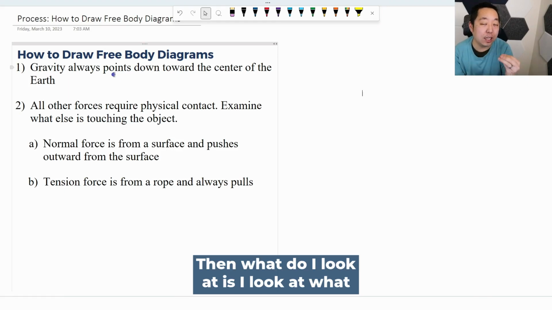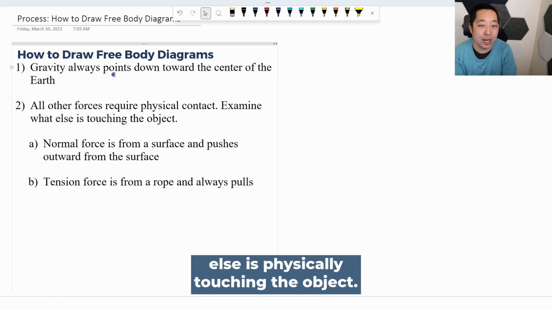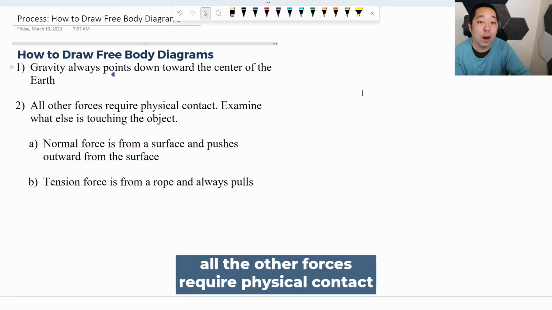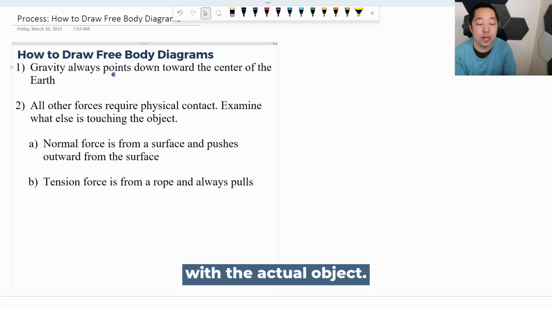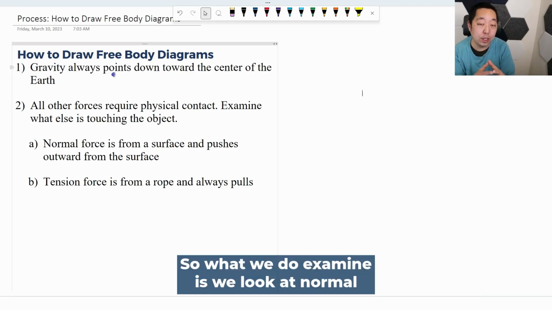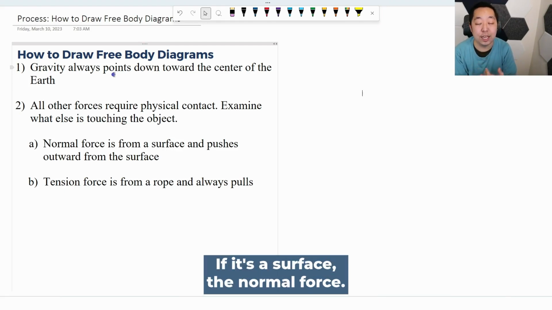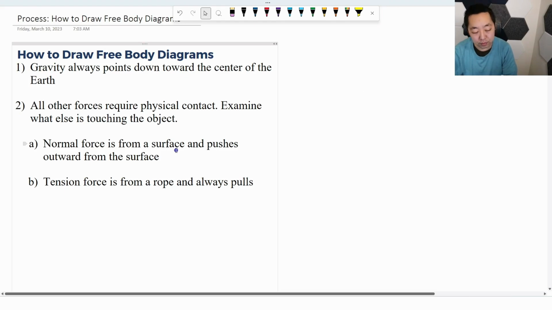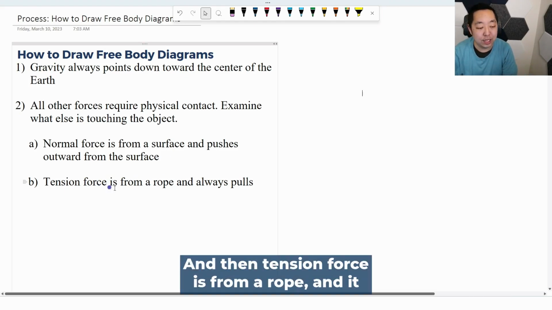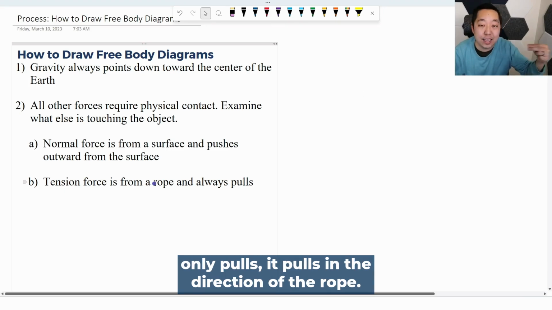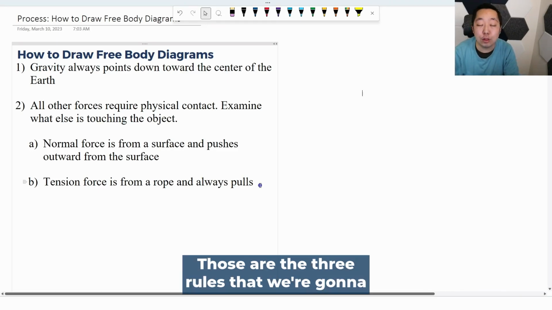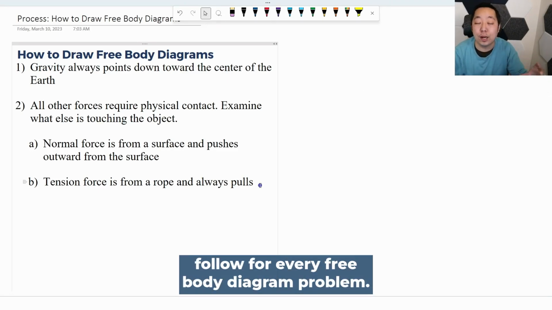Then what I look at is what else is physically touching the object, because all the other forces, other than gravity, require physical contact with the actual object. So what we examine is normal force and tension forces. If it's a surface, the normal force is from a surface and it pushes outward from the surface. And then tension force is from a rope and it only pulls. It pulls in the direction of the rope. Those are the three rules that we're going to follow for every free body diagram problem.